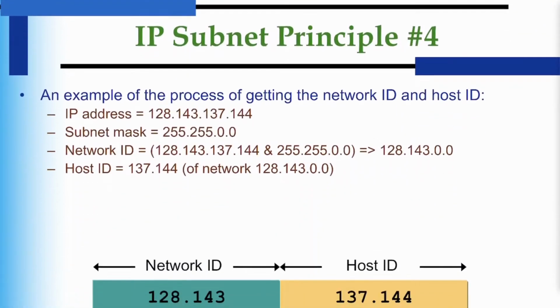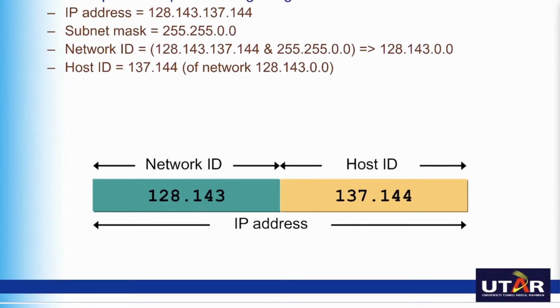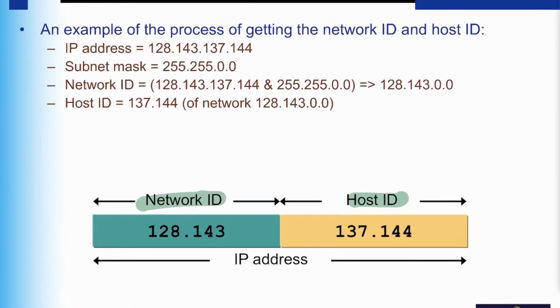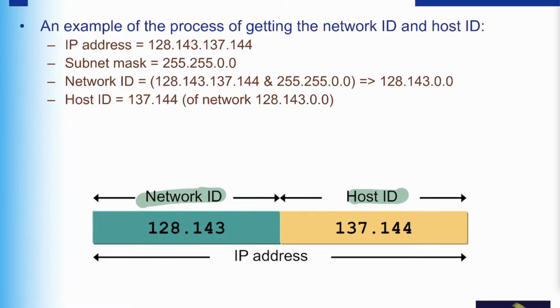Okay, now this is principle number 4. Every IP address has two parts, network ID and host ID, depending on how you cut and what mask you use. Now you can skip all the examples here. Later on, I'll give you some better examples. All right.